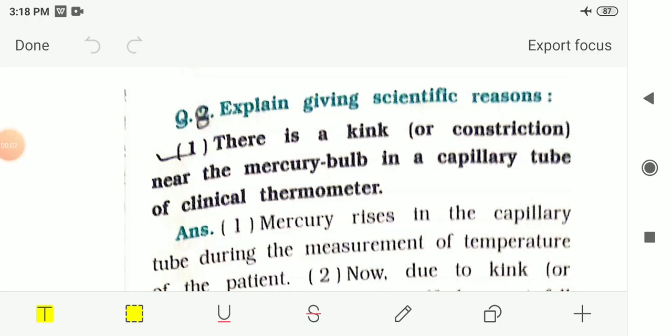Hello students, in this video we are going to study the remaining exercise for chapter 4. The chapter name is Heat, class 7, subject science, NCERT. Before starting those exercises, let me recall what we had learned from the chapter.